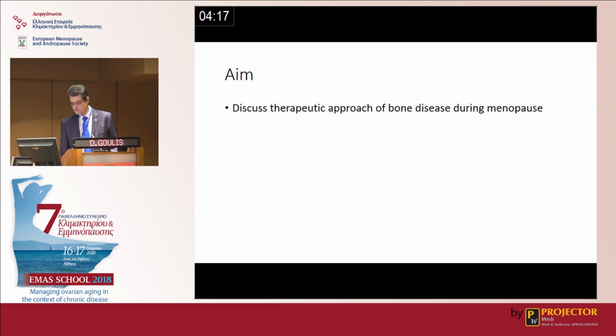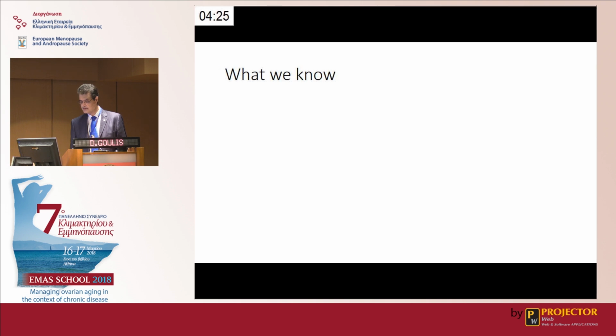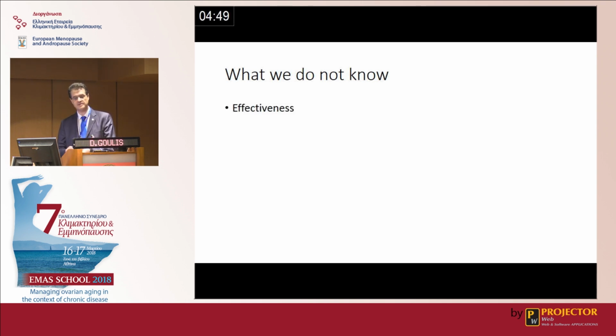So how I would conclude, my aim was to discuss the therapeutic approach of bone disease during menopause. I tried to be practical and to give a background for the case to follow. What we know about the treatment of postmenopausal osteoporosis is the efficacy. Efficacy is how effective a drug is in ideal conditions, in trials if you prefer. And we have some evidence about this, and we have some evidence about the safety. What we do not know is the effectiveness, so how effective a drug is in a real-world situation, and we lack evidence in this. I gave you some evidence on comorbidities.